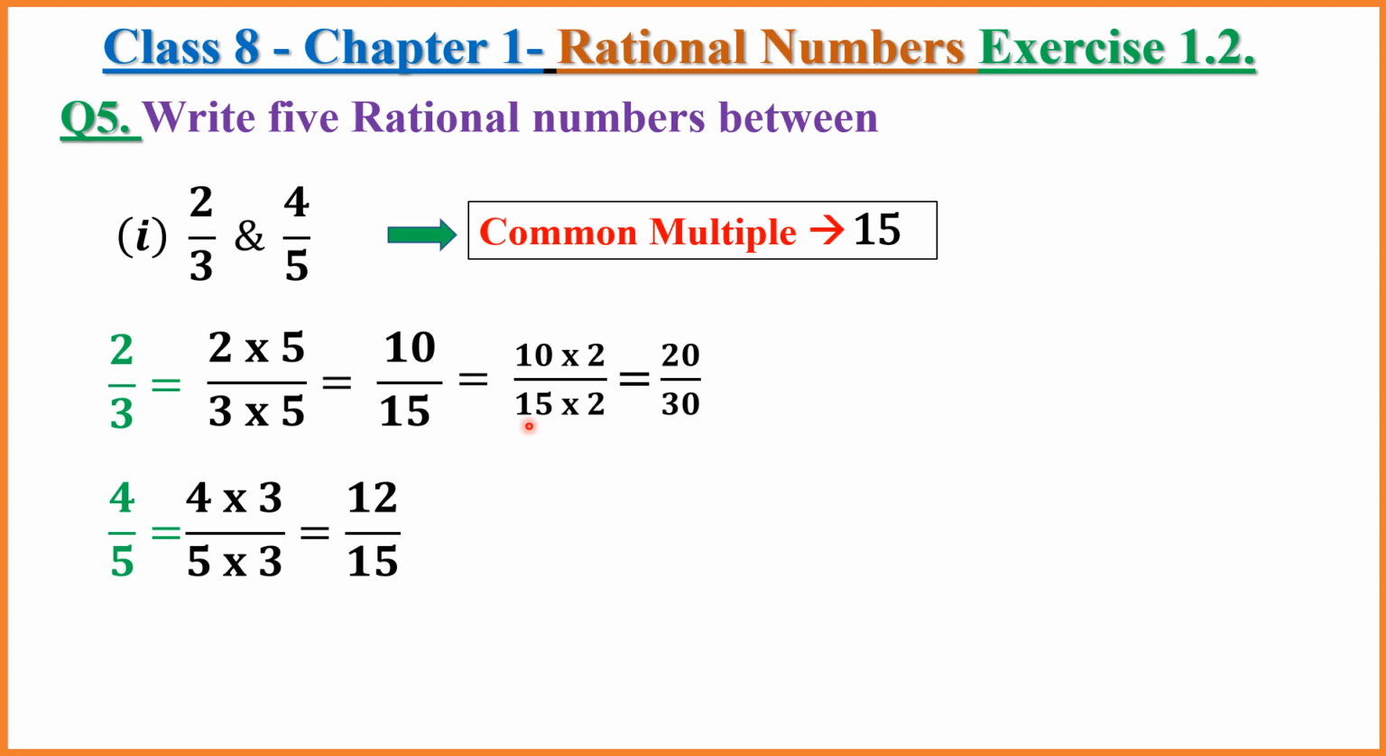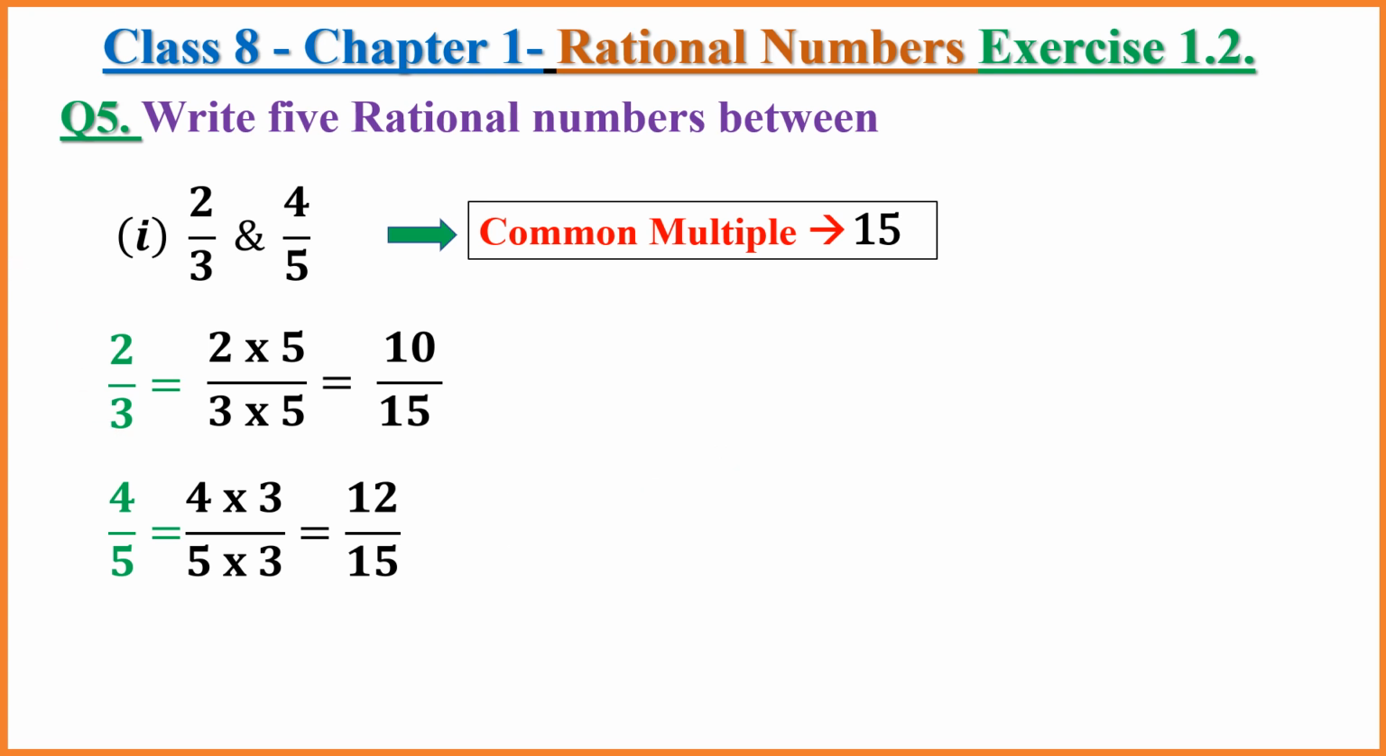So again, we are multiplying by 2. 10 into 2 divided by 15 into 2 is 20 by 30. Here 12 into 2 divided by 15 into 2 equals 24 by 30. If you see here also, between 20 and 24, we will have 21, 22, 23, only 3 rational numbers. So again, you have to go for a higher common multiple.